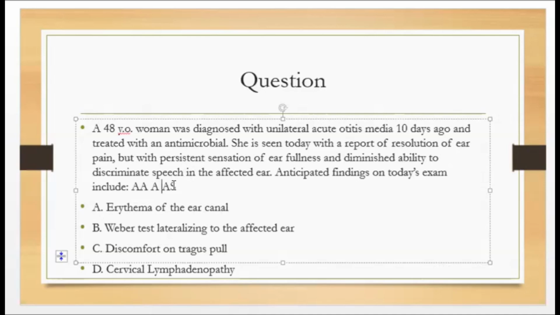So with all we have said, what is the anticipated finding? The finding is your what? Weber test will lateralize to the affected ear. So remember, it cannot be discomfort on tragus pull. Where do we have discomfort on the tragus pull? That is the one where you have pain at the tragus.